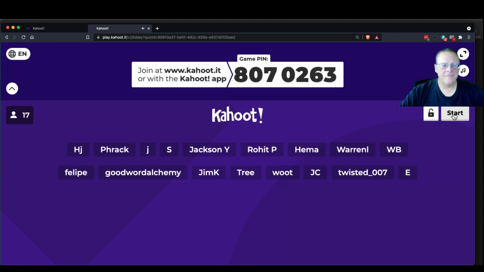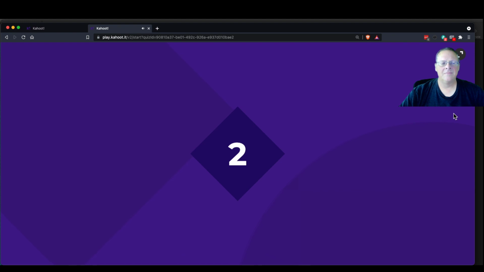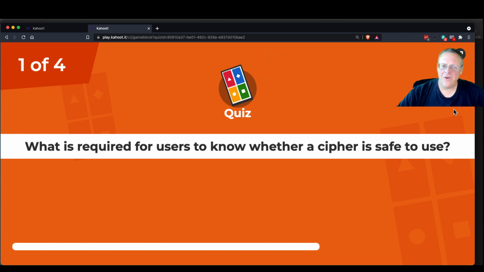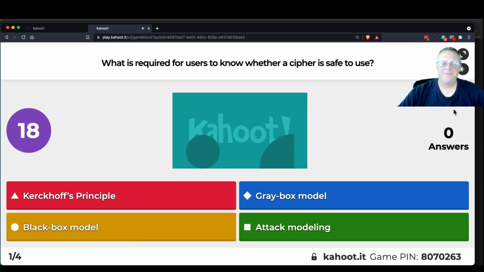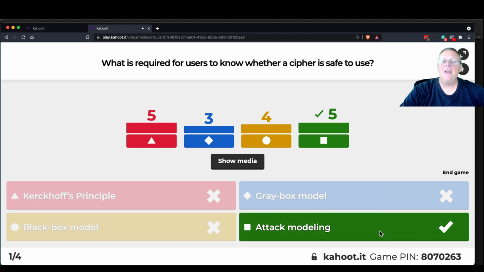All right, so what is required for users to know whether a cipher is safe to use? Okay, you need to have modeling. If people ask you whether something is safe, you have to have a threat model. You have to understand what the risks are.